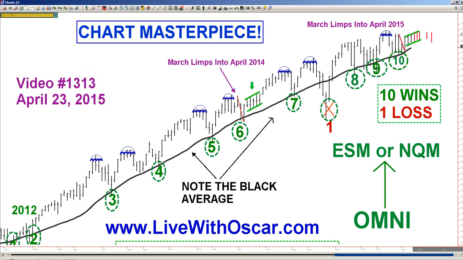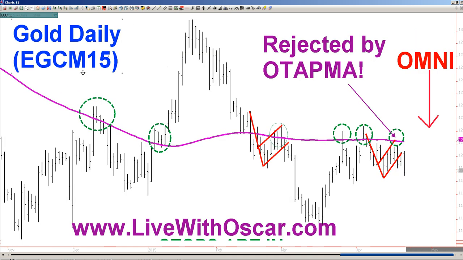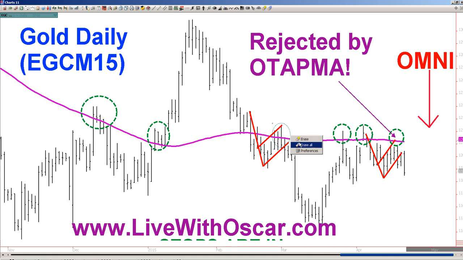Then there's another gem sitting out here I want you to look at. Have a look at this chart. The June gold, I showed this chart to you in my last video and said June gold should be rejected at the OMNI like it was here. Then when it gets above the OMNI, it explodes. Comes back down to the OMNI and paints a bear flag. It's rejected at the OMNI right here.